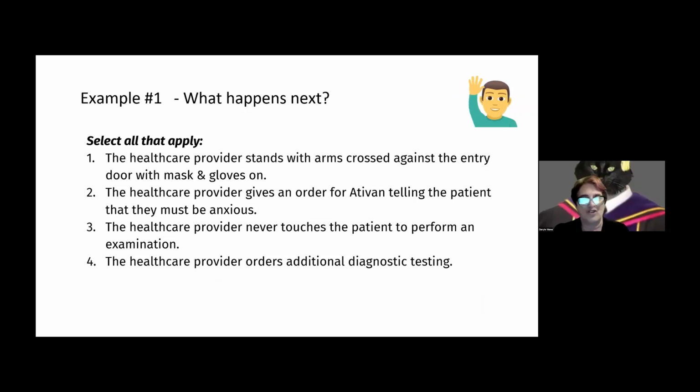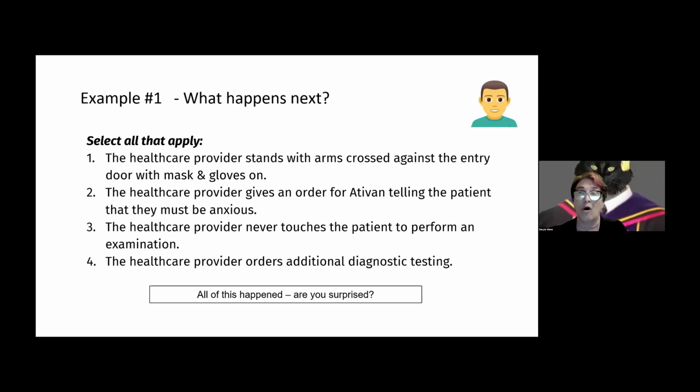Look at our choices here. And I put on my own virtual hand waving here. The healthcare provider comes in the room, crosses their arms against the entry door with a mask and a glove. They give an order for Ativan, telling the patient that they must be anxious. Now remember, the patient is barely awake, just resting comfortably. The healthcare provider never touches the patient to perform an exam, and then the healthcare provider orders additional testing. All of this happened. Are you surprised?